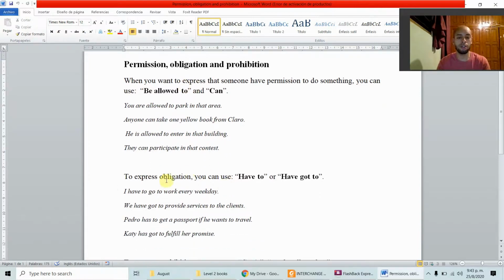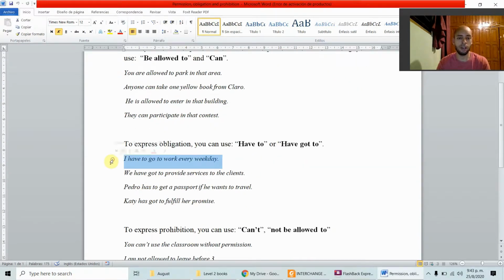To express obligation, you can use have to or have got to. For example, I have to go to work every week. It's an obligation. If you have a job, you know that you have to go to work every weekday. Of course, we use have to. We have got to provide services to the clients.